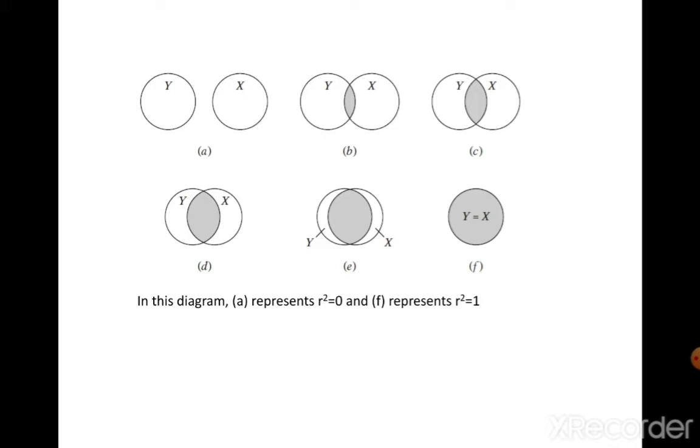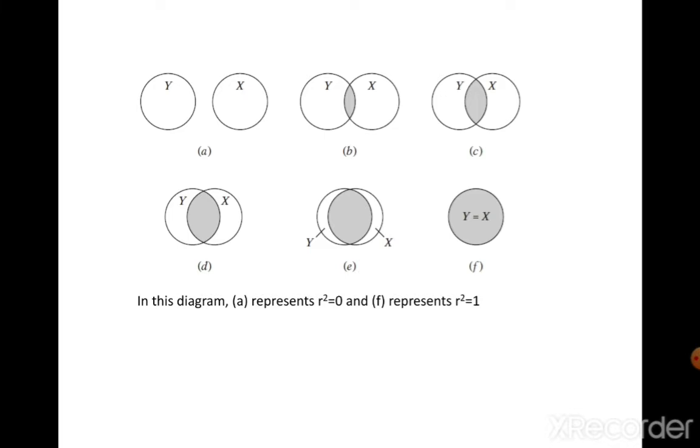So the greater the intersection region, or the greater the extent of overlapping between y and x, the better the fit is, or the more efficiently and the more properly our regression line is explaining the variations in y.